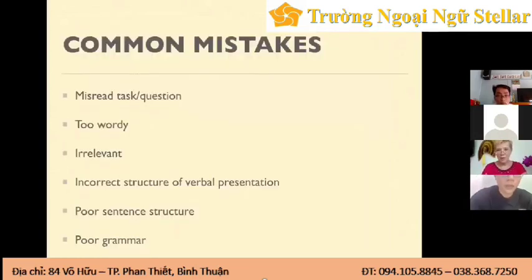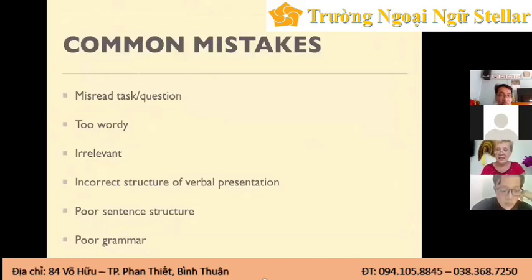So what are the common mistakes when people read this card? First of all, they misread the task or questions. Do you understand what misread is? What does it mean? Maybe they misunderstand. Exactly. Yeah, they read it incorrectly.